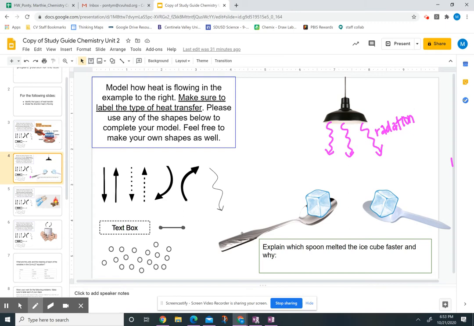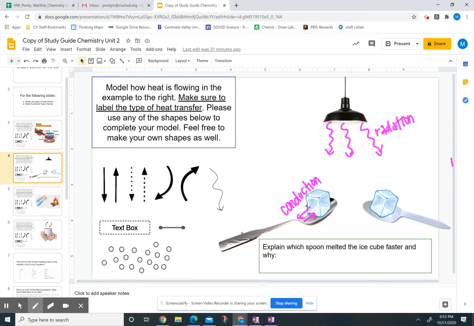The next thing is that we're going to look at this ice cube on this spoon. We have a heat transfer that is happening here. The ice and the spoon are touching each other, and then we are passing that heat from the ice to the spoon and from the spoon to the ice. So this is going to be an example of conduction.